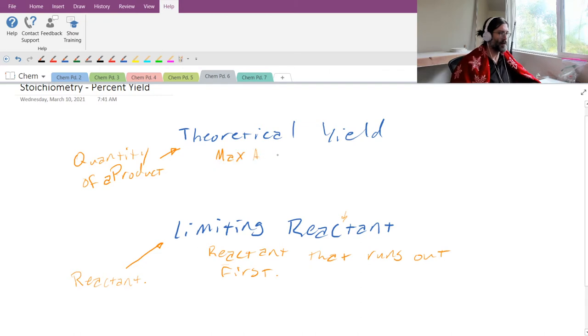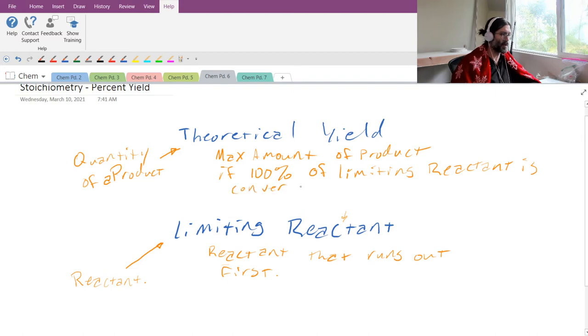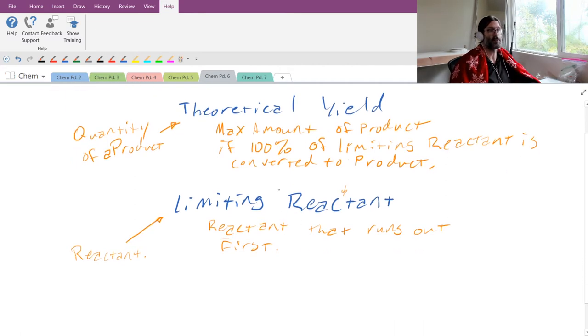Max amount of product. So like, if 100% of limiting reactant is converted to product. All right. So the theoretical yield is a quantity of a product, and it's the max amount of that product that we can get if all 100% of the limiting reactant gets converted. The limiting reactant is just the reactant that we run out of first, so it limits the reaction.